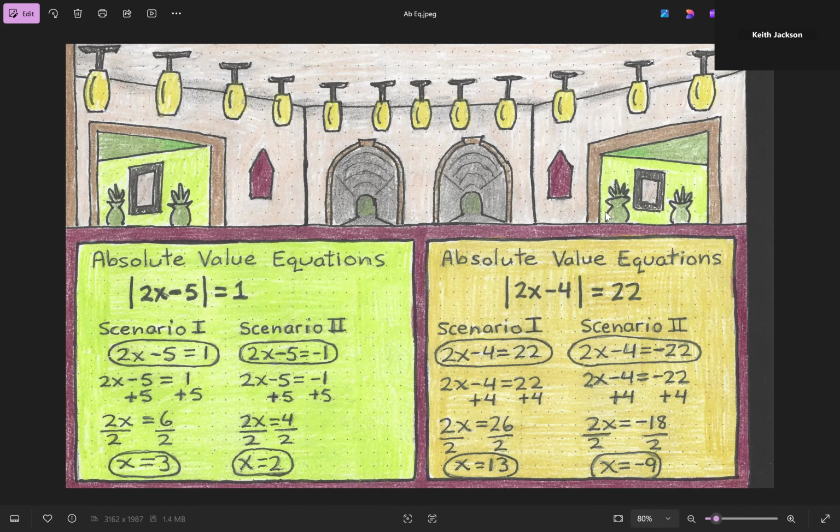In this video, we're going to take a look at a couple of examples of absolute value equations in order to deepen our understanding of this concept. Now let's take a look at the first big example, in which we had the absolute value of 2x minus 5 is equal to 1.